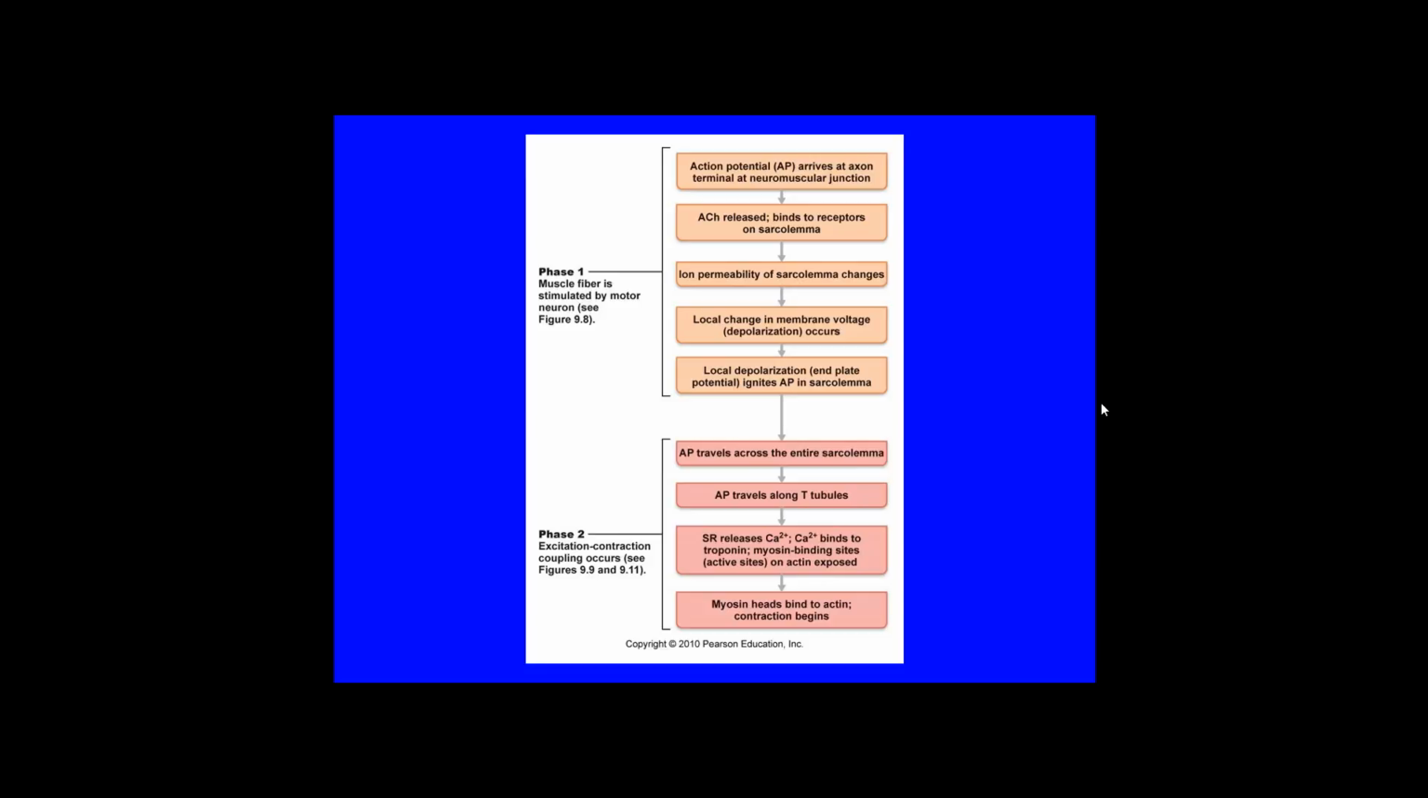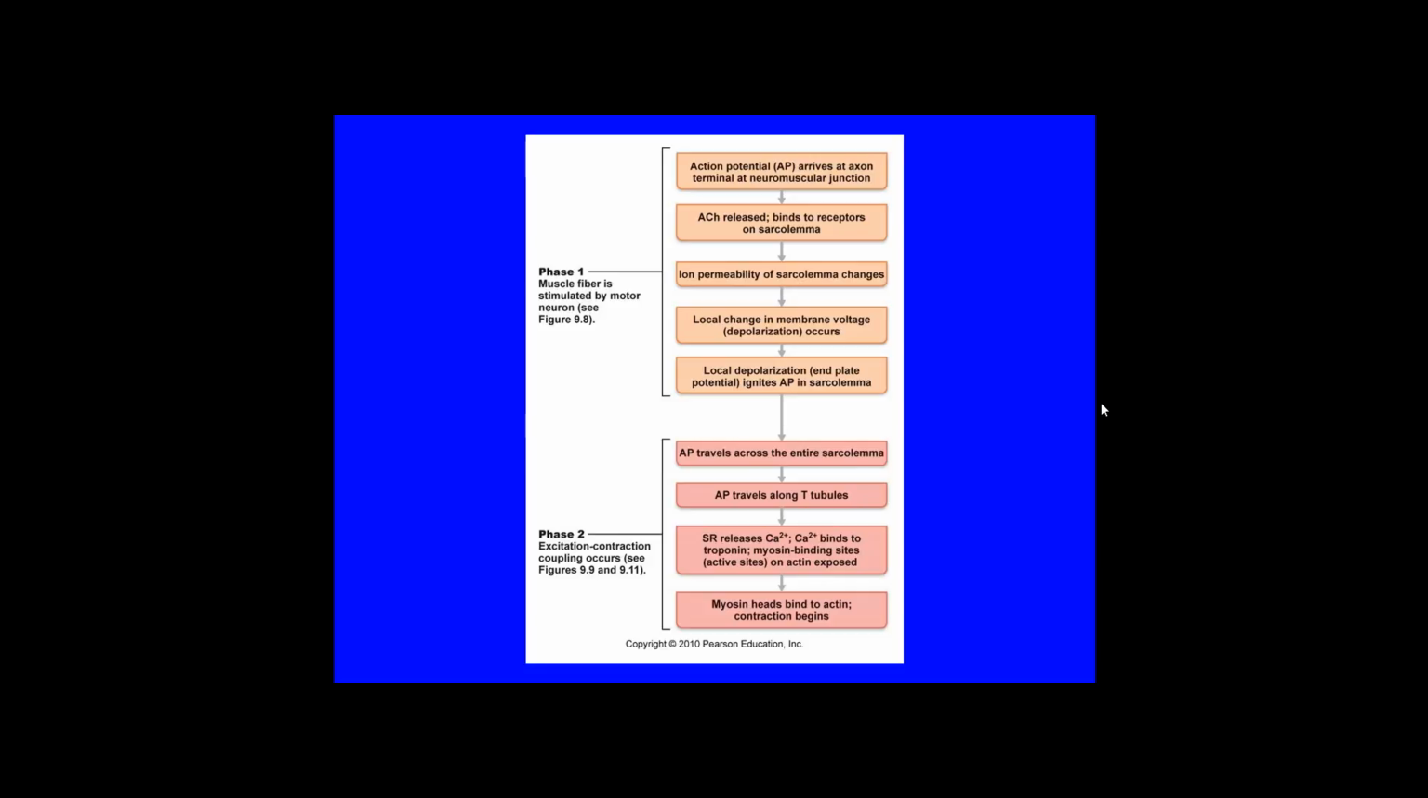So as you can see here, phase 1 muscle fiber is stimulated by the motor neuron. The action potential that was traveling down the entire length of the axon of the neuron comes to the end point, which is also called the neuromuscular junction. Particular neurotransmitter, acetylcholine, was released. That's what ACh stands for. ACh will bind to receptors on the sarcolemma.